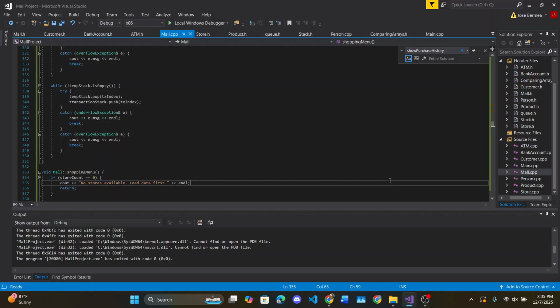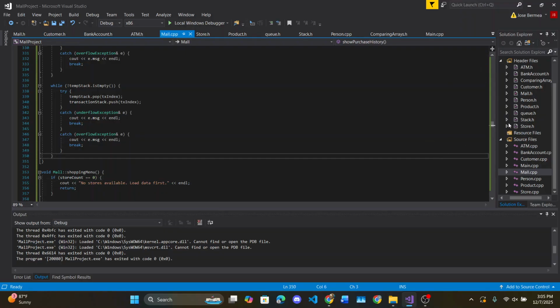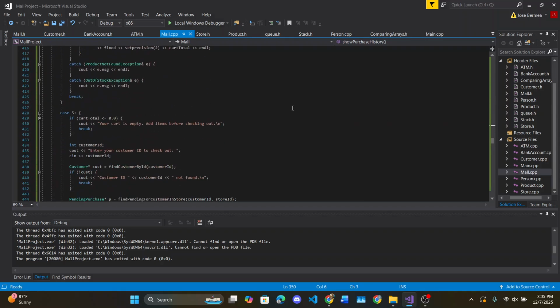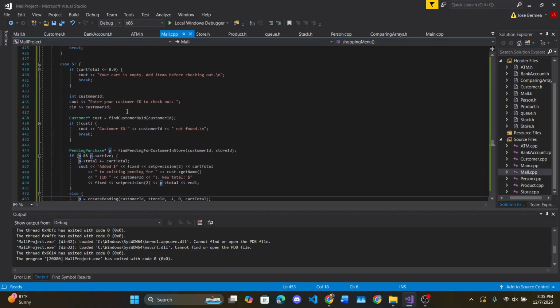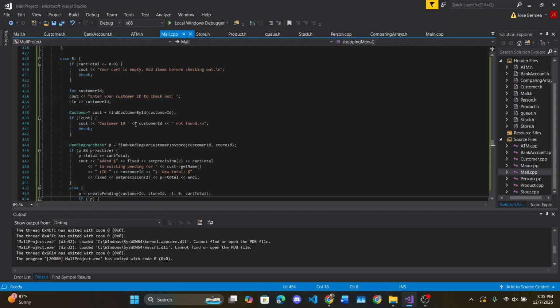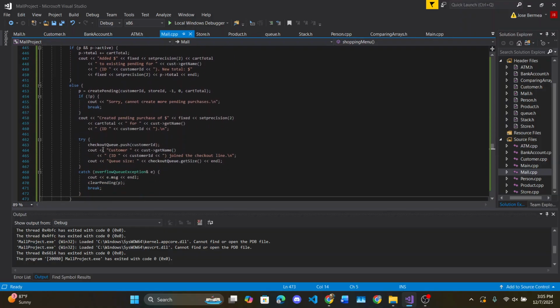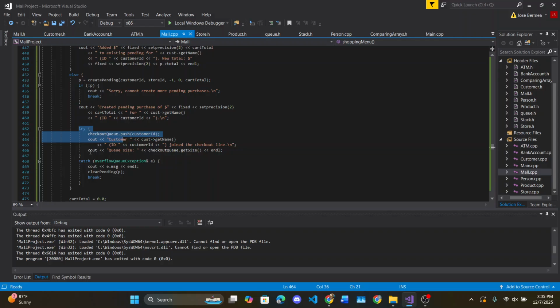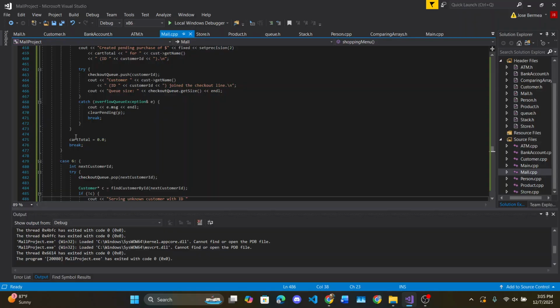Now we go over here to find the queues. Here we have, over here, this is in the queues where we ask for the customer ID, then we make a pending purchase for the record so we can store the amount of stuff that they have, and then we push it to the queue, or we try to push them to the queue, and then we catch the exception if there's a queue overflow, and we clear the pending, and then we reset the total.